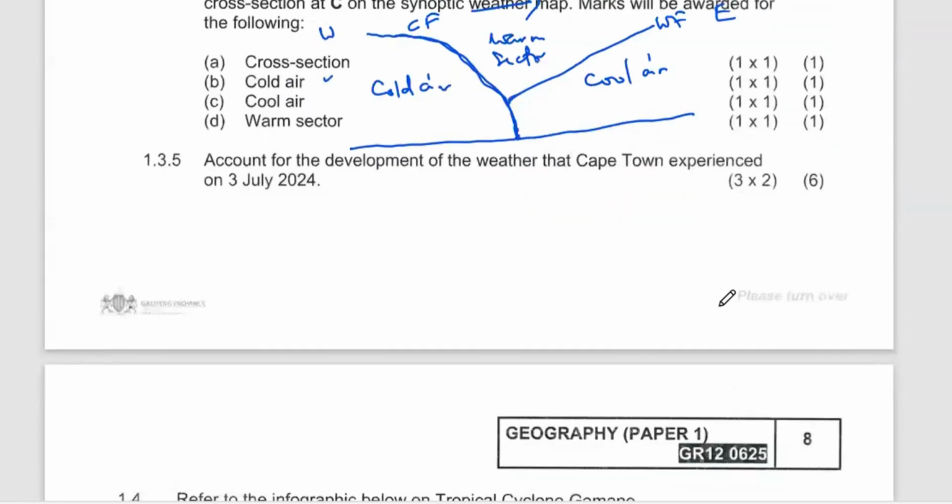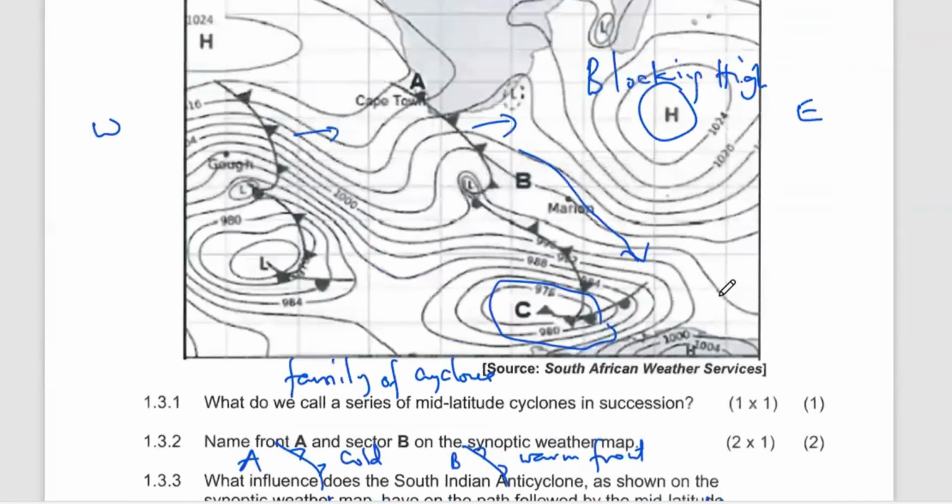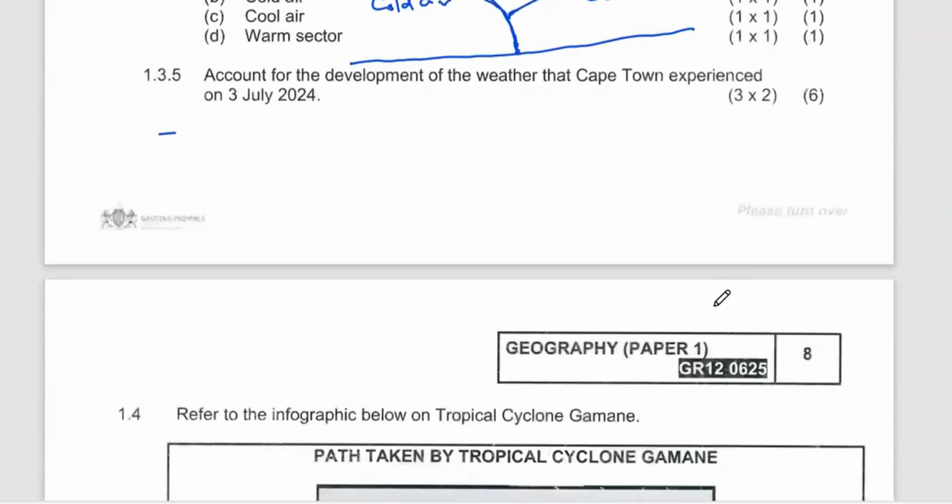Right, moving on to the next question. Account for the development of the weather at Cape Town experienced on 3 July. Right, on 3 July, we are experiencing the landfall of this mid-latitude cyclone. How is it going to affect the weather? The question says account for the development of the weather at Cape Town, which means we must give reasons for the different weather developments that are going to happen at Cape Town.